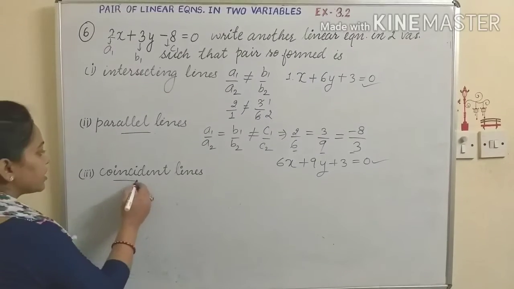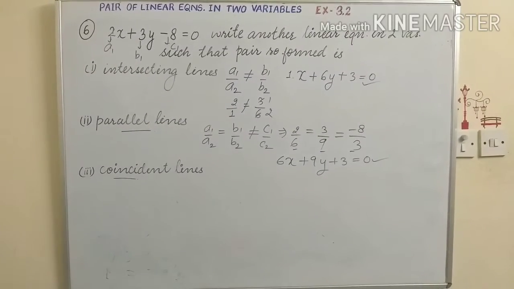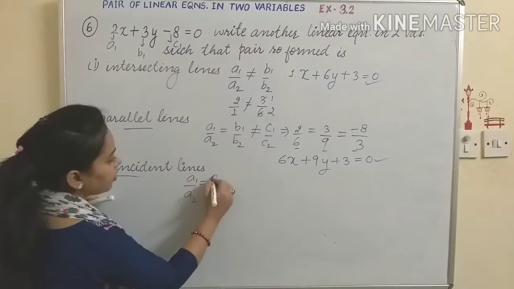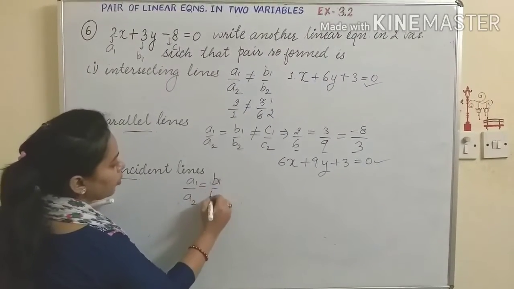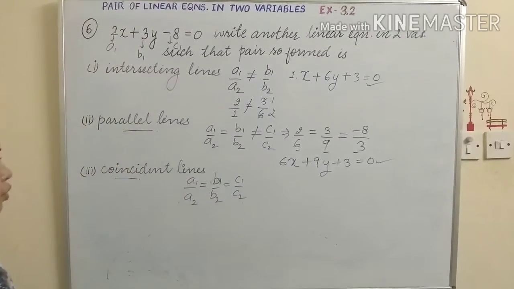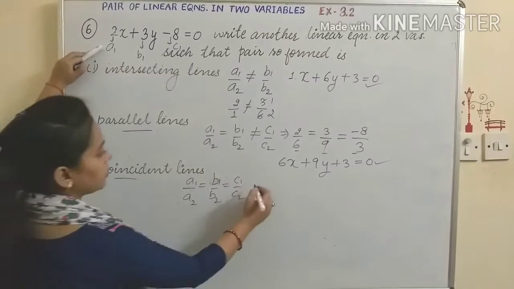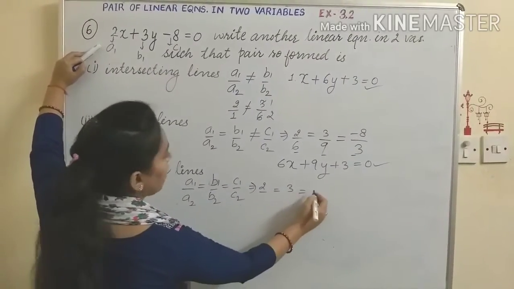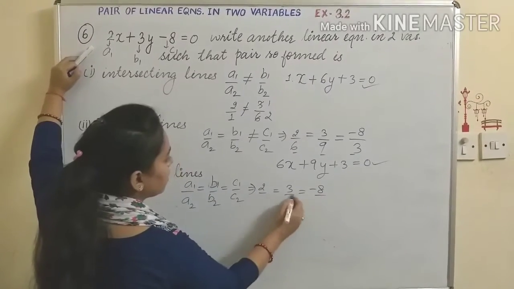Now the third condition is that we have to make the equation for coincident lines, and the condition for this is that a1 upon a2 equal to b1 upon b2 should again be equal to c1 upon c2. Means all the three ratios should be similar. So a1 is 2, b1 is 3, and c1 is minus 8.